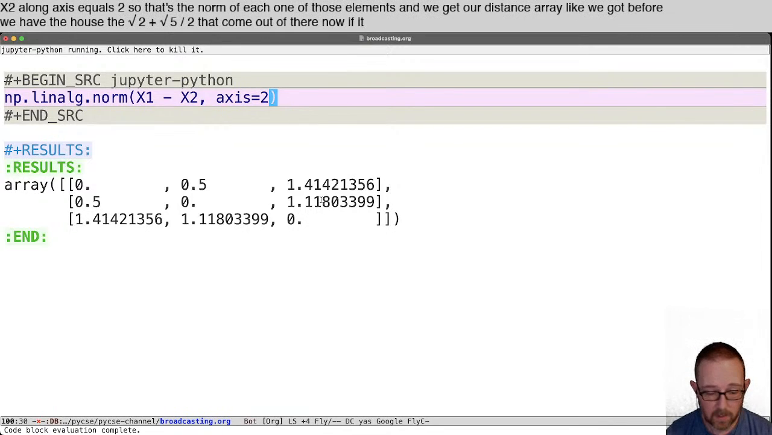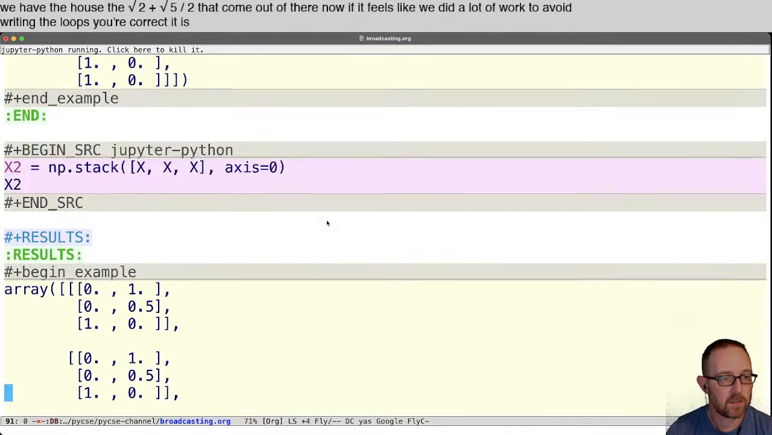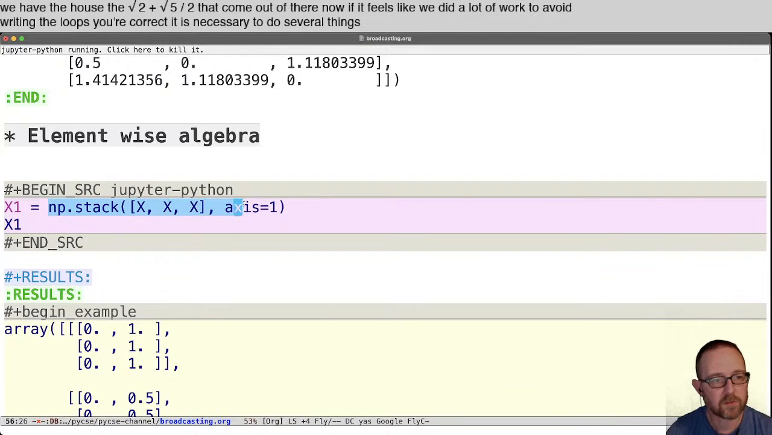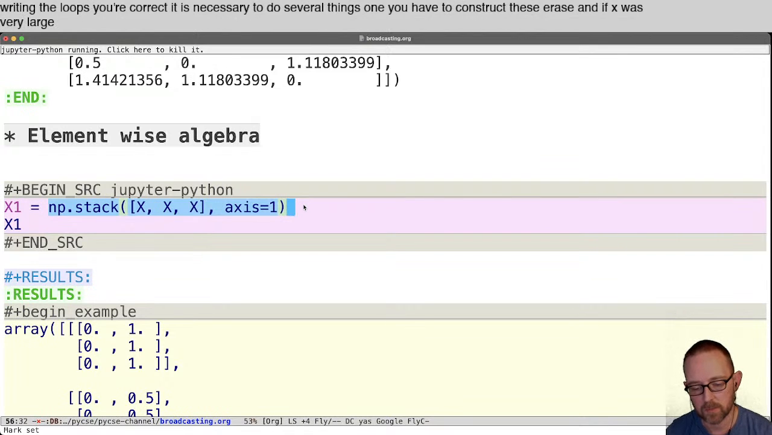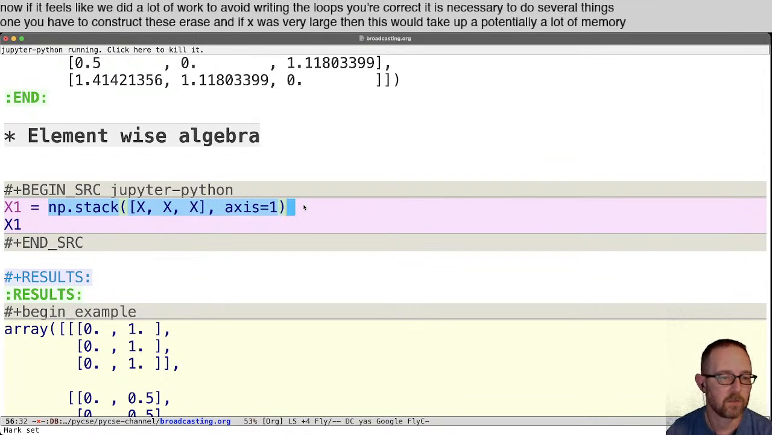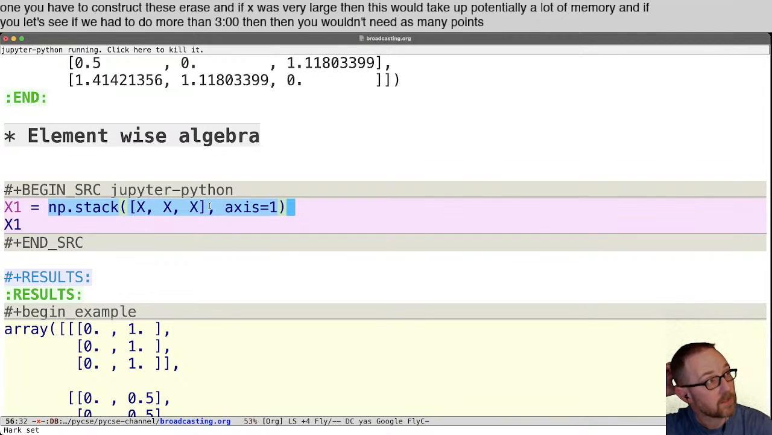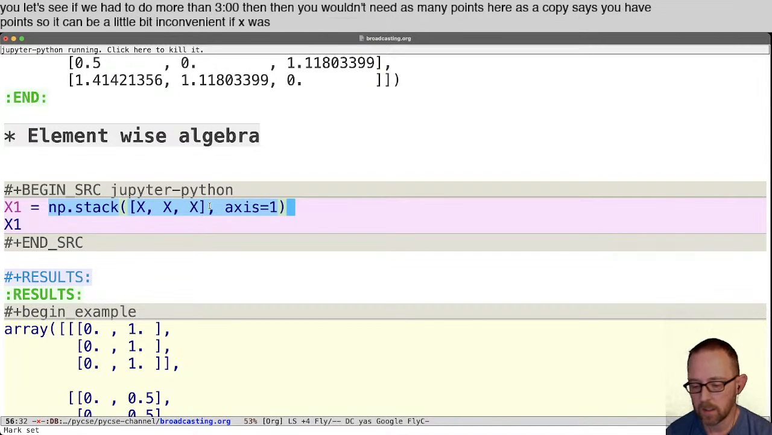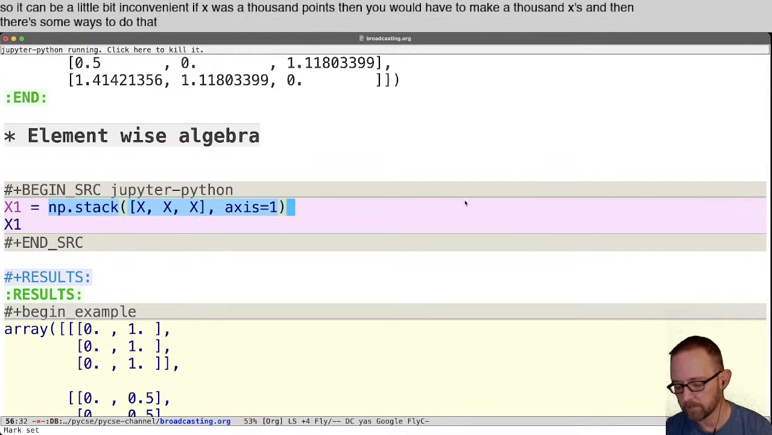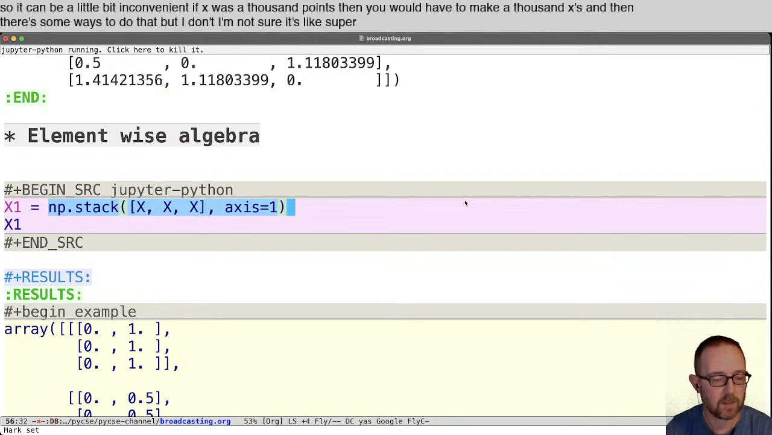Now, if it feels like we did a lot of work to avoid writing the loops, you're correct. It is necessary to do several things. One, you have to construct these arrays, and if x was very large, then this would take up potentially a lot of memory. And if we had to do more than 3 points, then you need as many copies as you have points. So it can be a little bit inconvenient if x was, say, 1,000 points, then you would have to make 1,000 x's. And there are some ways to do that, but I'm not sure it's super interesting to get into.